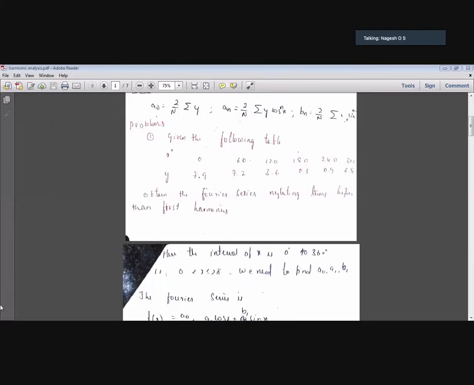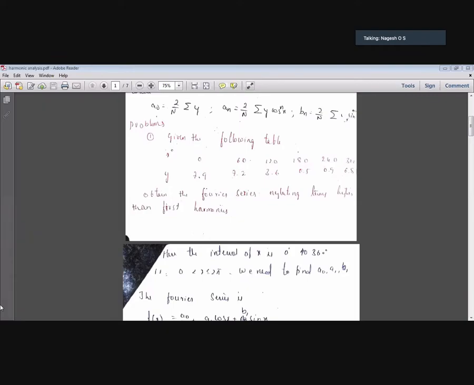Right, on this second question, those who understood, solve this. Those who haven't understood, I will explain. Write the second question.